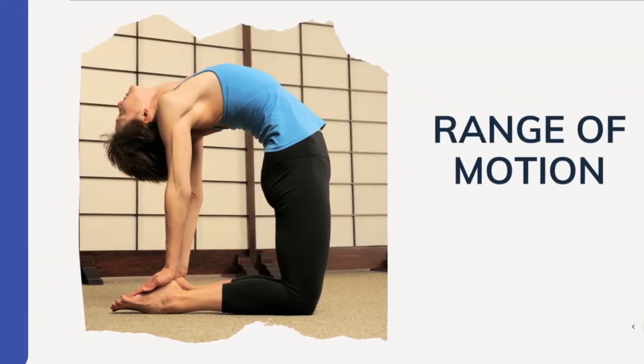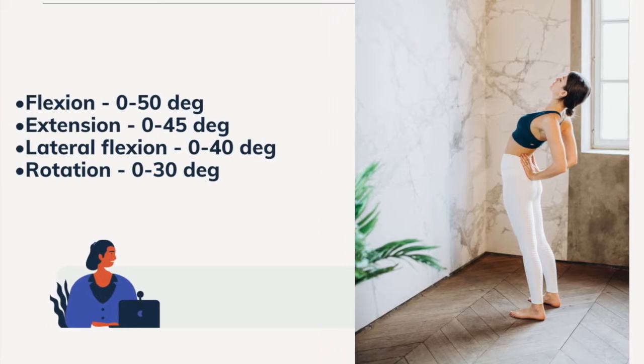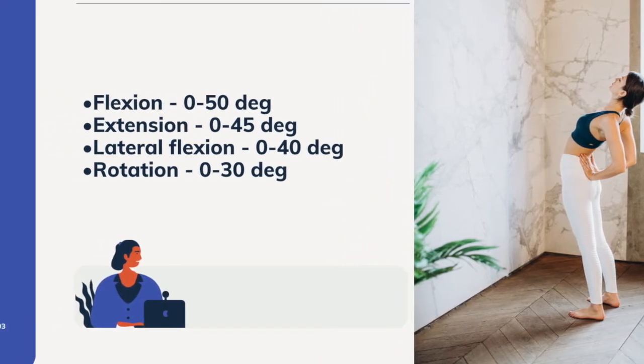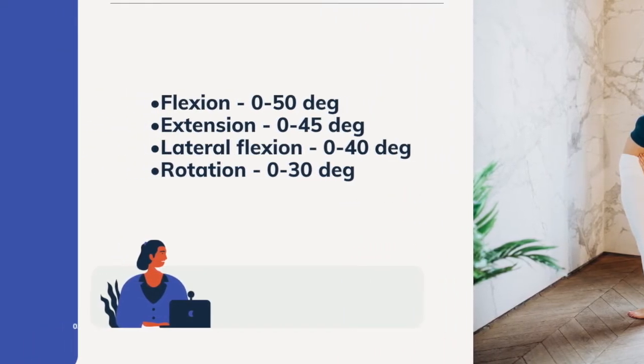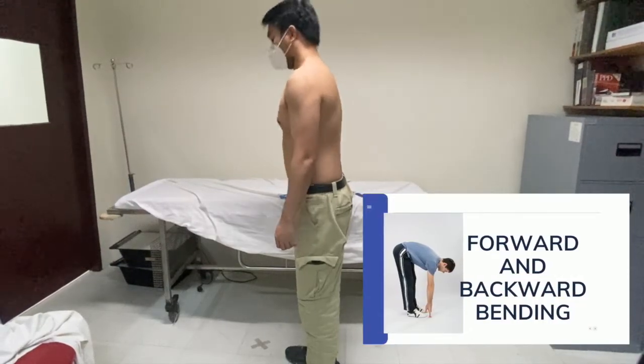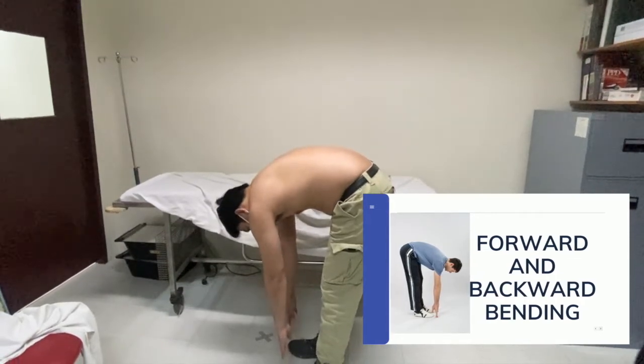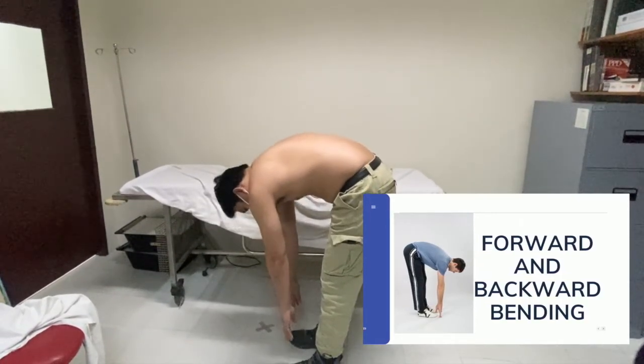And now we test for the range of motion. These are the range of motion for each possible movement for the thoracic spine. To test forward bending, ask the patient to bend over and touch the toes without bending the knees. Take note of flexibility, fluidity, and restriction of movement.